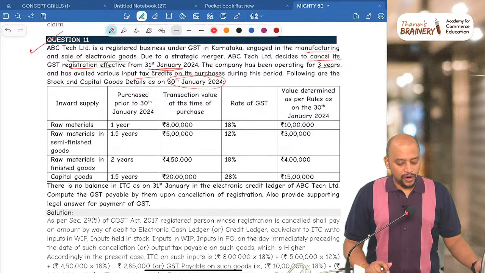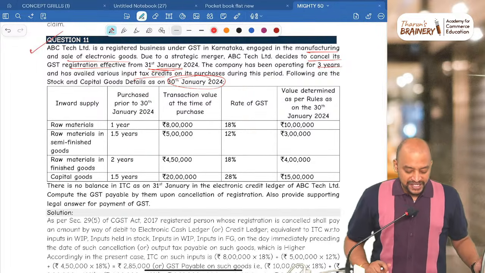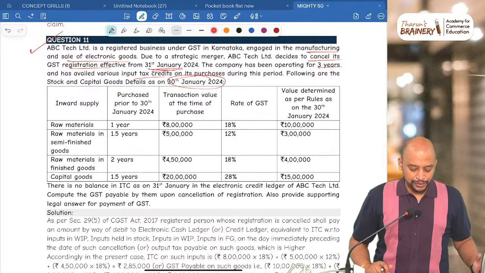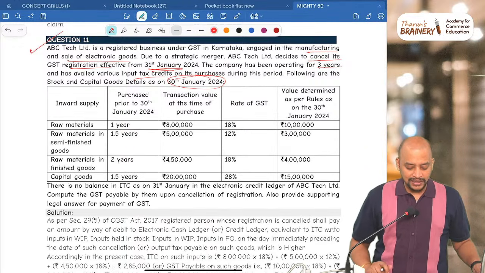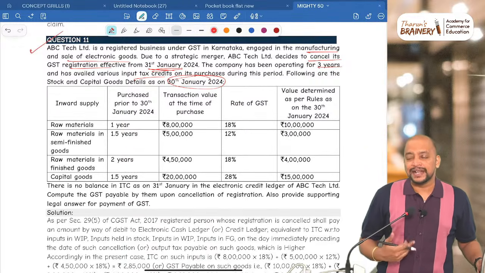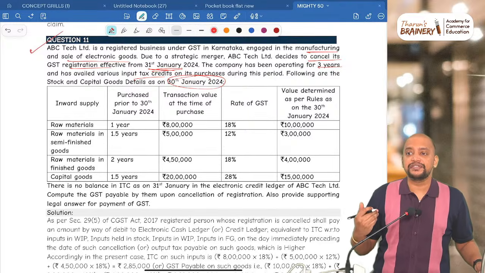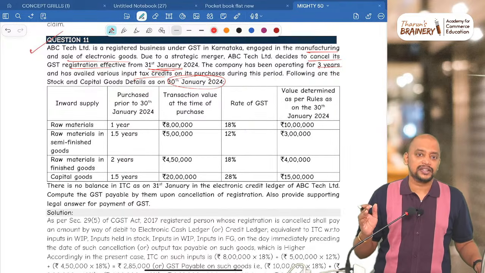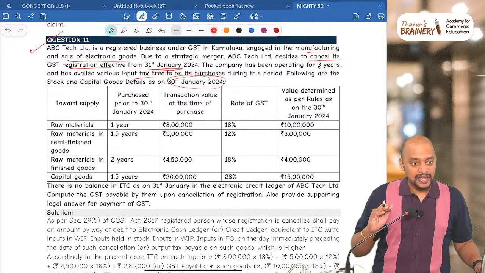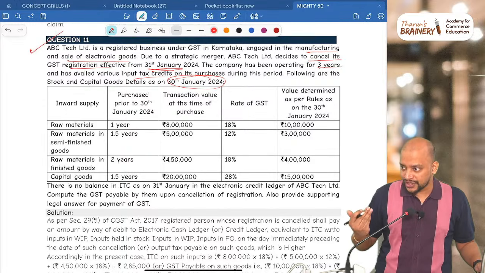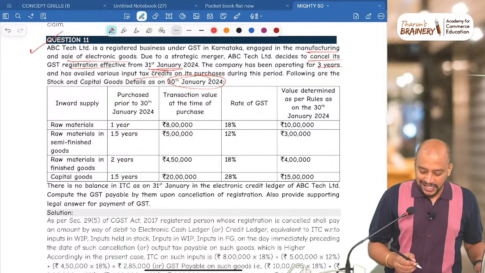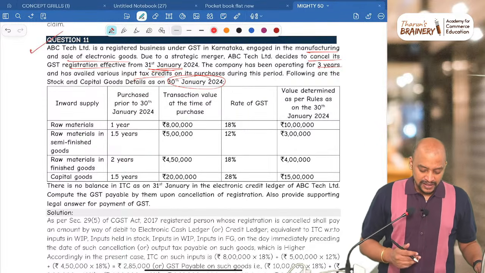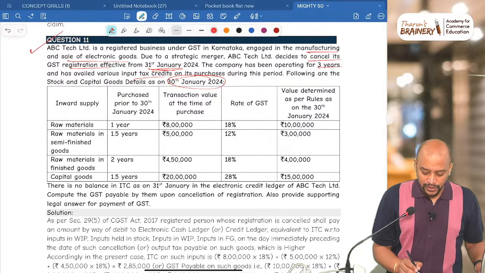Inward supply, raw materials, purchased prior to 30th January 2024, 1 year, and we don't have any time limit. Only for availment of ITC we need to see, as on the closing stock date, that the input should have been purchased within 1 year. But in case of reversal of ITC, we don't have to check that. So whatever is the ITC availed, that we will reverse. The transaction value at the time of purchase was 8 lakhs.